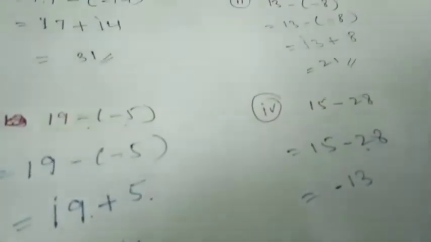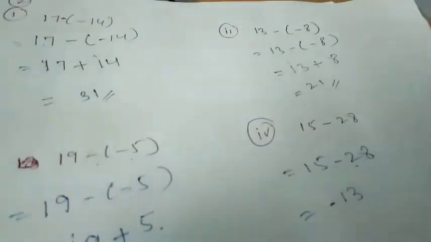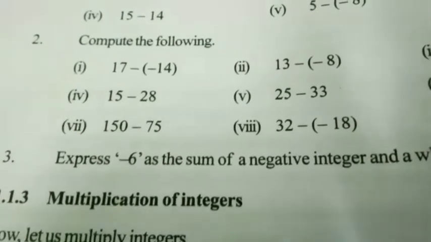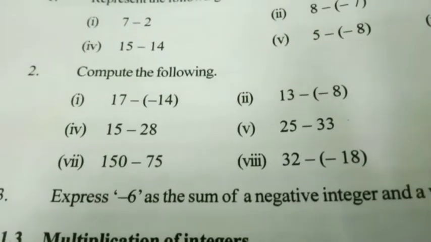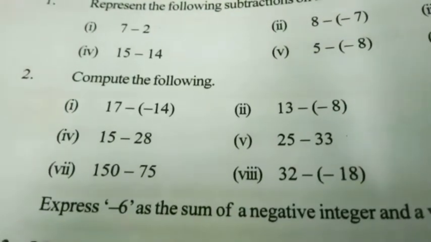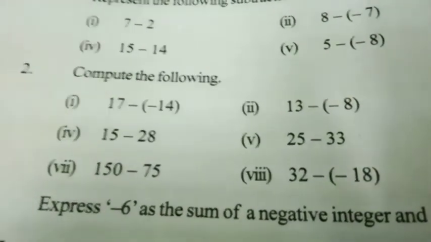So student, like this we have to do integer subtraction in direct form. Okay student, the remaining questions are your homework. The second question, exercise number 3, is your homework. You have to write with your neat handwriting and submit in the group.